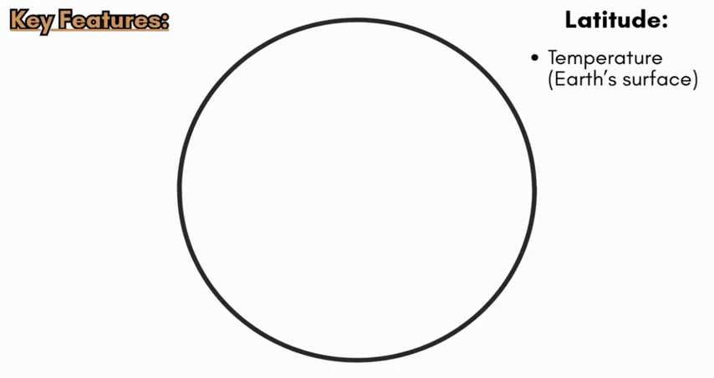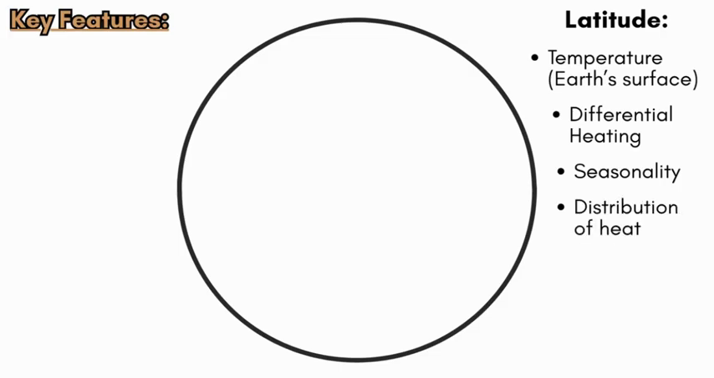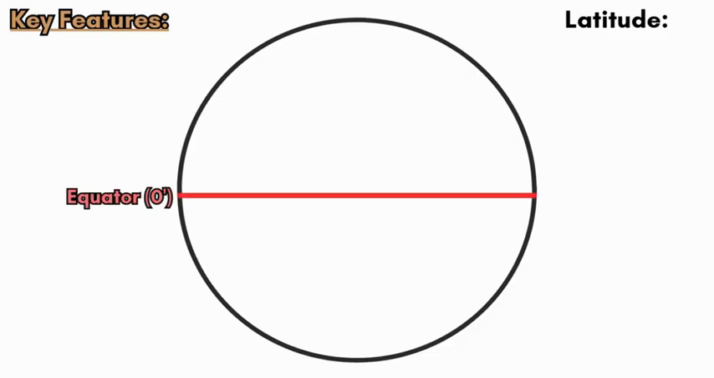When discussing the key features of latitude, latitude is in relation to temperature, in relation to seasons, which we'll get onto later, and in relation to the movement and distribution of heat around our planet, so differential heating. Now, we start with the equator, which is 0 degrees latitude.